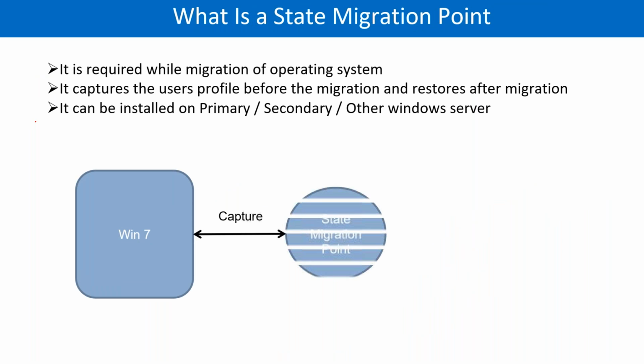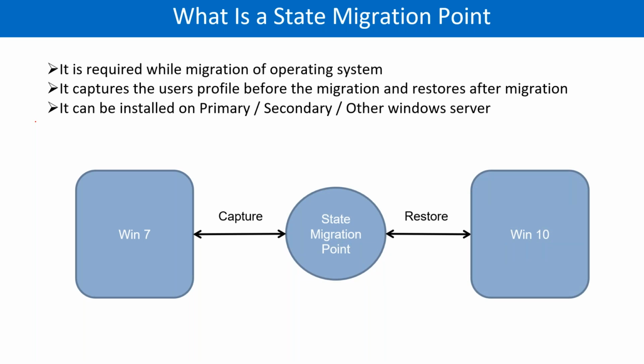Now the last role is this one: the state migration point. It is required while migrating an operating system. Suppose you are migrating from Windows 7 to Windows 10, and while migrating, you would like to capture the user data. Suppose Ejaz was using this computer for 2 years and has his files on the Windows 7 computer. He would like these files migrated to Windows 10, the new machine he is getting.